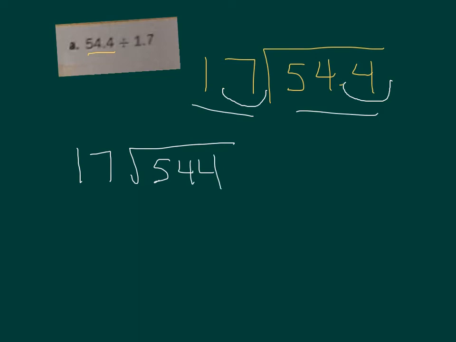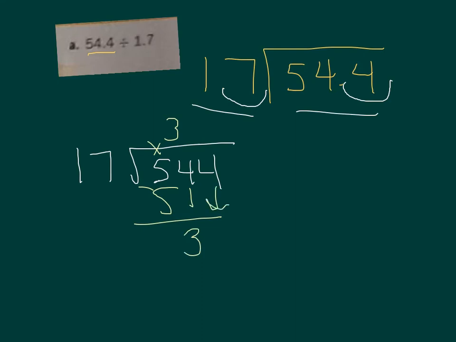So now we can divide this like we normally would. 17 can't go into 5, but it can go into 54. 17 can go into 54 3 times. If you did not know that, you can do the multiplication on the side. 17 times 3 is 51. 4 minus 1 is 3. 5 minus 5 is 0.